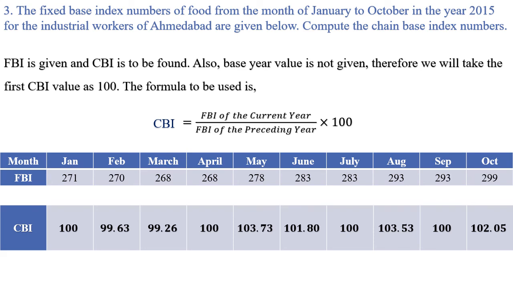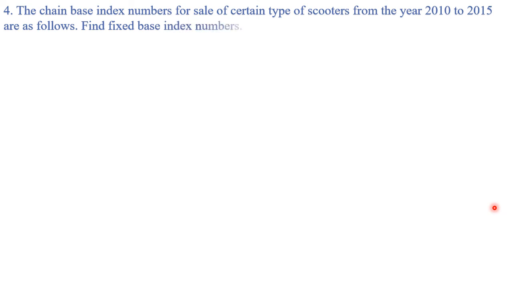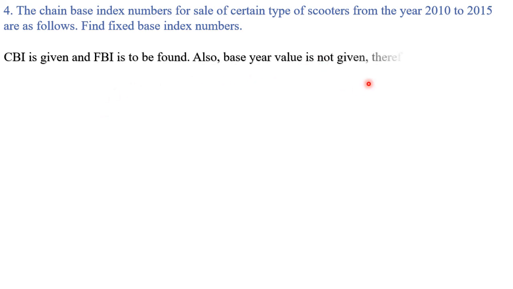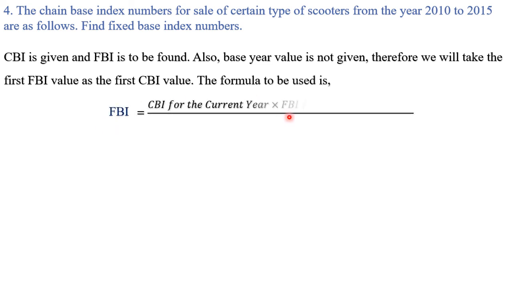Let's move on to the next question. The last question of the exercise: the chain base numbers are given for the sale of a certain type of scooters. What we need to calculate is a fixed base index number. But as you can see, once again the base year has not been mentioned. CBI is given and FBI is to be found. Also the base year value is not given, but we will just take the first FBI value as the first CBI value. I will show you the reason right now. The FBI is the CBI for the current year into FBI for the preceding year divided by 100. That's our method of calculating FBI.